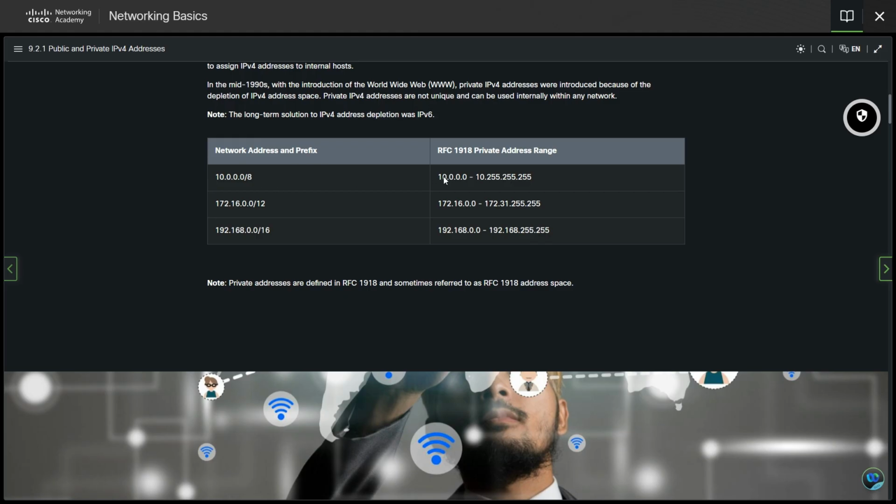Okay. With the A is the subnet mask, with the 12 is the subnet mask, and with 16 is this subnet mask. Note: private addresses are defined in RFC, Request for Comments 1918, and sometimes referred to as RFC 1918 address space.